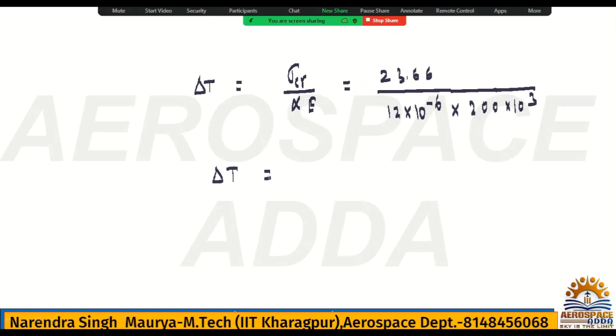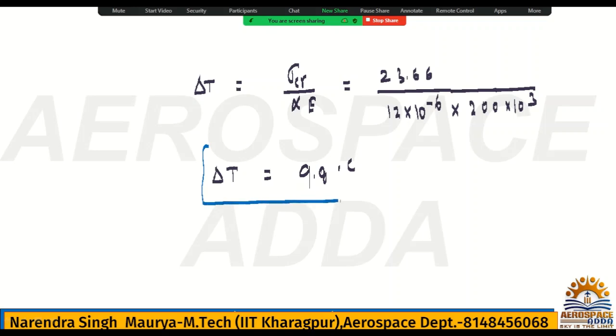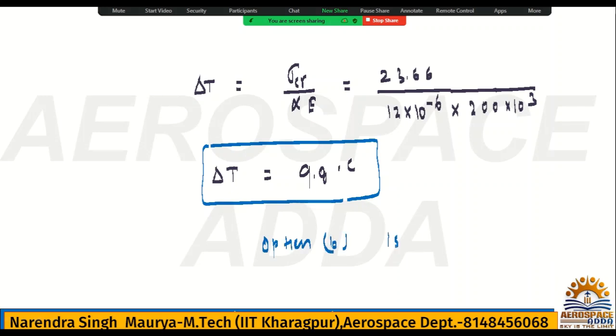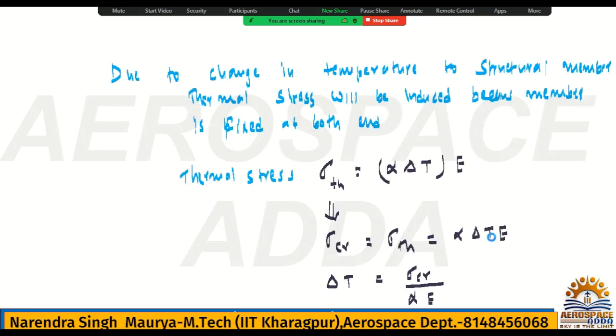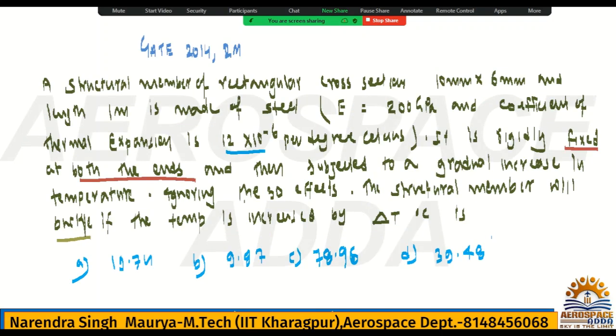Answer 9.8, 85 degree Celsius. Yes, sir. Check whether any option is given. Yes, sir, option B. B is correct. So hope you understood this problem. Yes, sir. So this type of problem will be very simple. If you practice, then you will be able to approach this type of problem. It's very, very simple, not difficult.